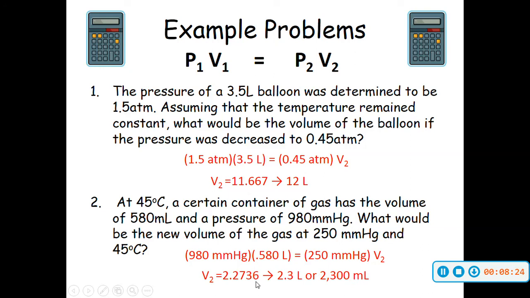2.2736. But of course, we need the correct number of significant figures. So if you leave it in liters, we would get 2.3 liters. Or if you convert back to milliliters, we would just simply multiply that by 1,000, and we'll get 2,300 milliliters. Okay, and that is it for Boyle's Law. If you guys have any questions, please feel free to comment or ask me in class.